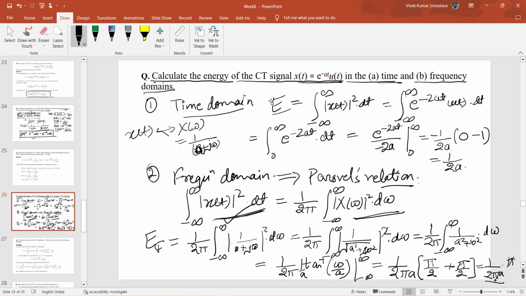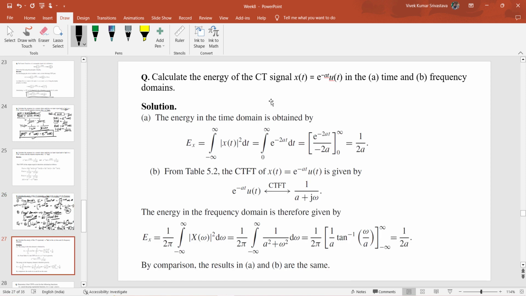So from here we can say that even by calculating the energy in frequency domain, we get the same value that we got by evaluating the energy in time domain. So that is how we can use Parseval relation to evaluate the energy contained in any signal in frequency domain. I hope this problem is clear to you. So here is the solution that we have seen.